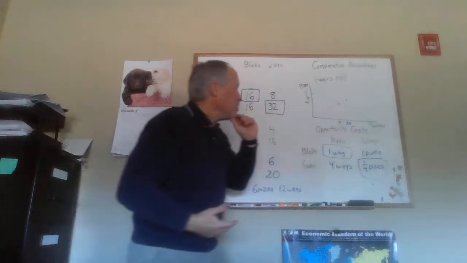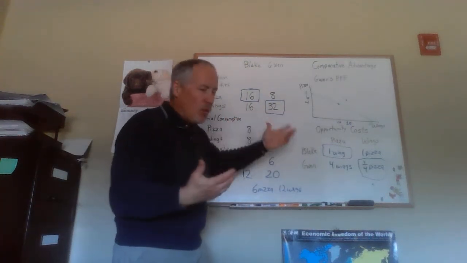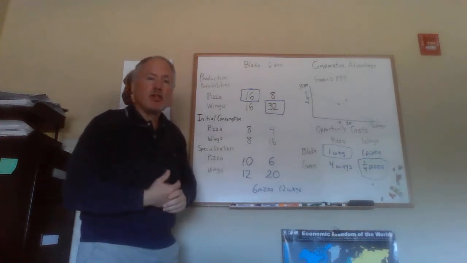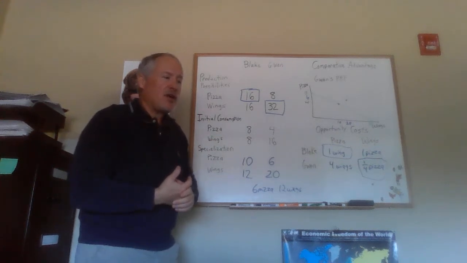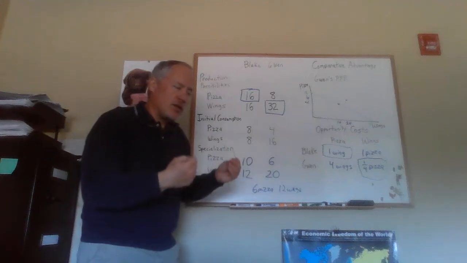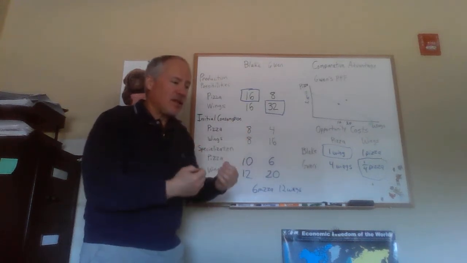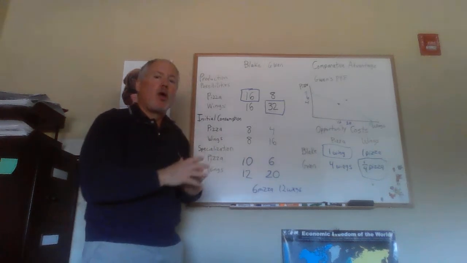So specialization in trade allows Gwen to get more of both of these goods than she could have on her own, and Blake can get more of both goods as well. So the comparative advantage shows that there are gains from trade, simply from specializing in trade, and the direction that you want to specialize is specialize in the production of the good for which you have a comparative advantage.